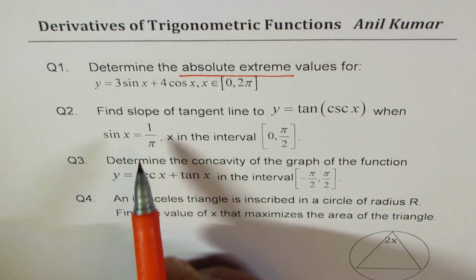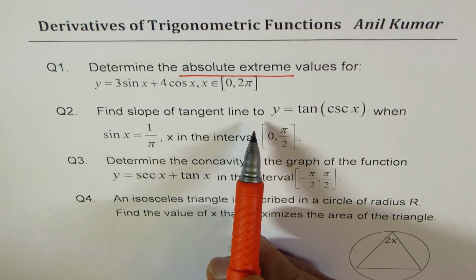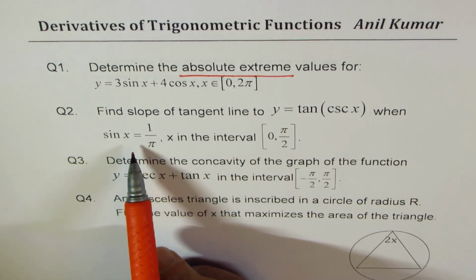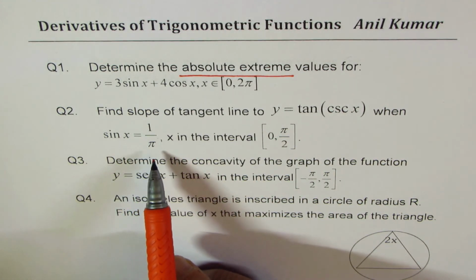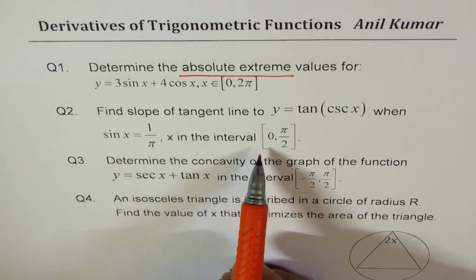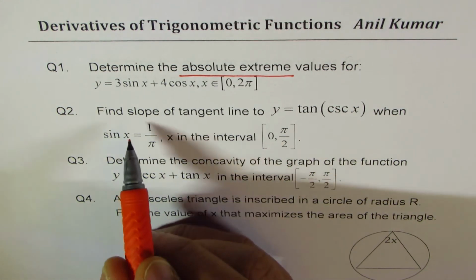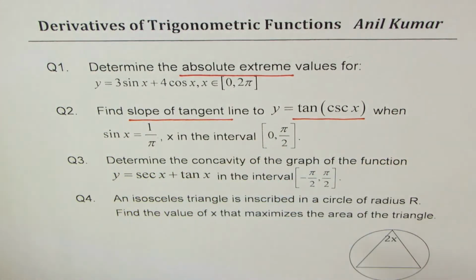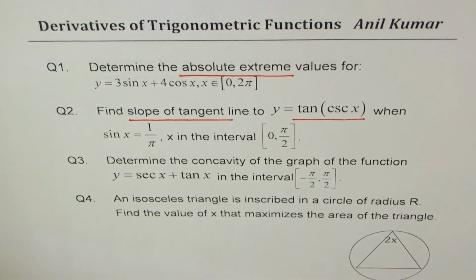Question number 2 is find slope of tangent line to y equals tan cosecant x when sin x is equal to 1 over pi, x in the interval 0 to pi by 2. So now we'll find slope of tangent line for a function which is tan cosecant x.